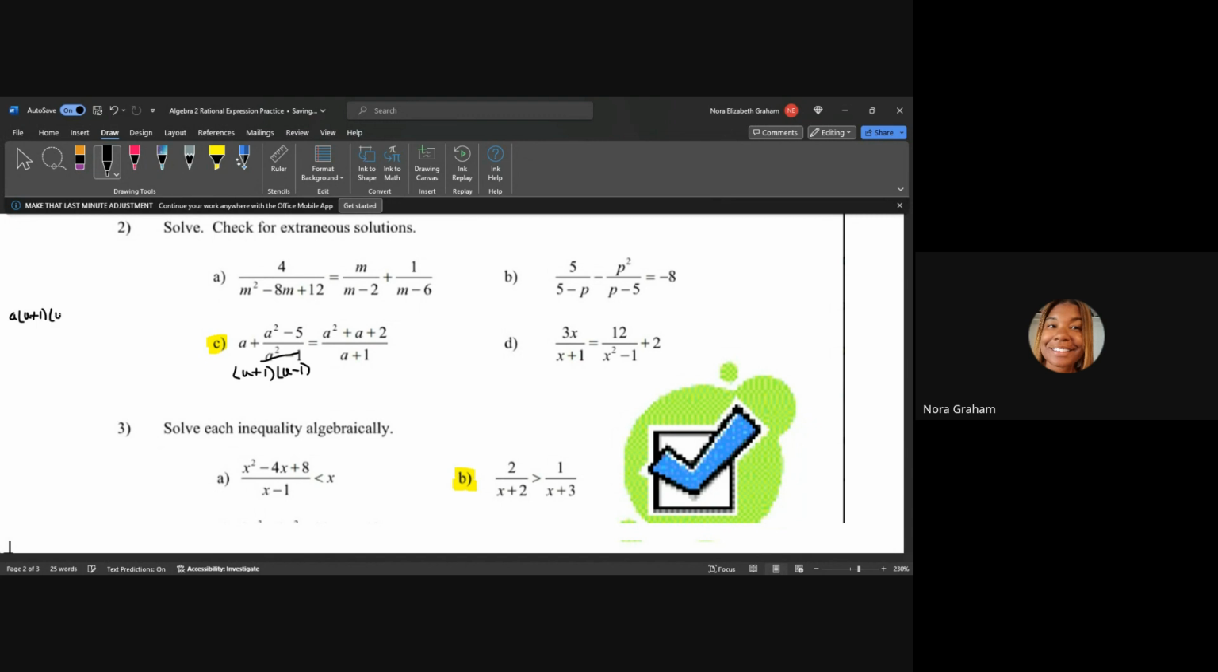Sorry, my pen's going a little slow. All right, and then for this portion right here, I do have A plus 1 and A minus 1. And again, I can factor this out because this is also a difference of squares. I can do A plus square root of 5, and then A minus square root of 5. So that's just a difference of squares. And of course, 5 is not a perfect square, so we just put in our square root.